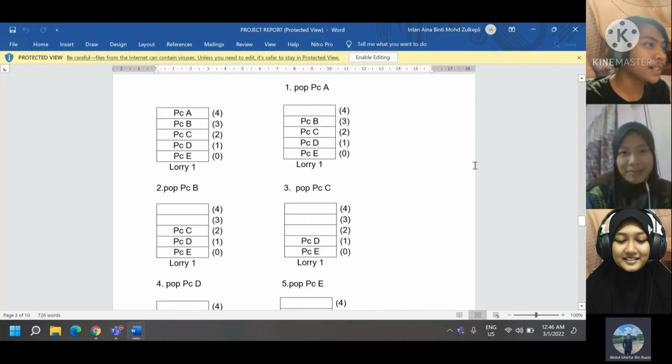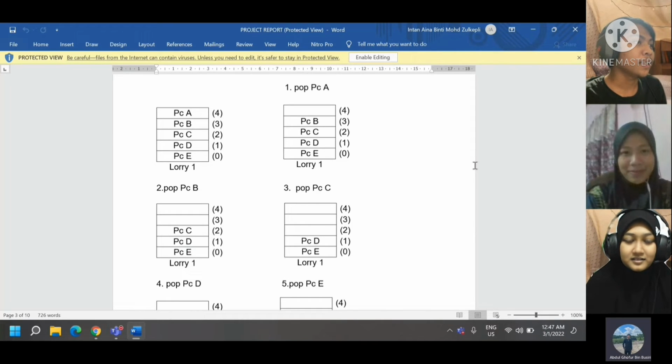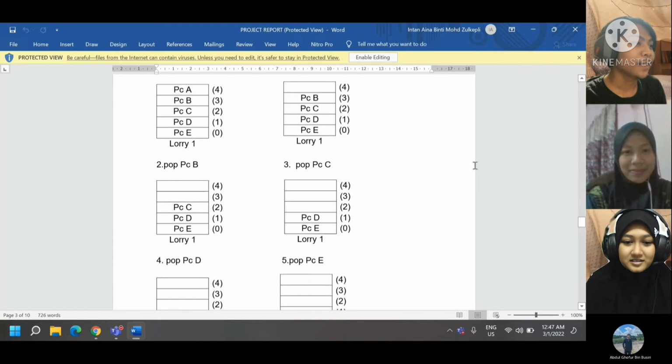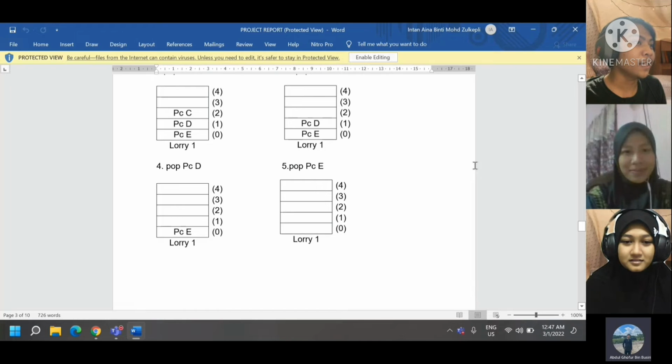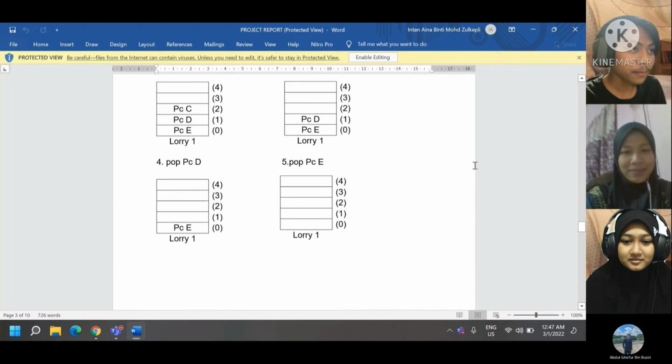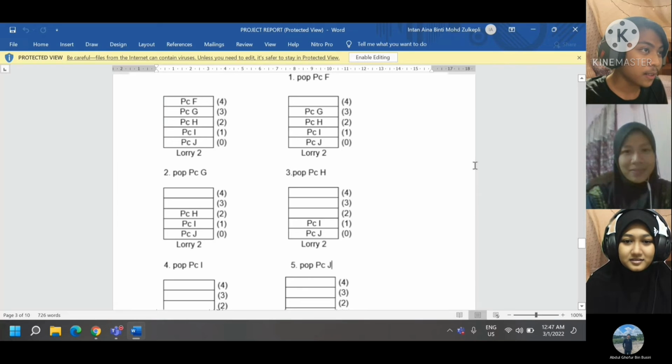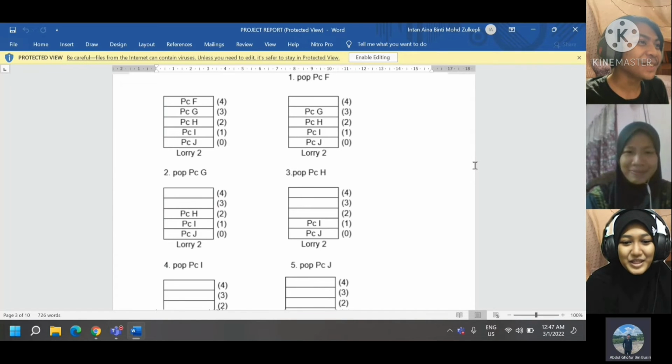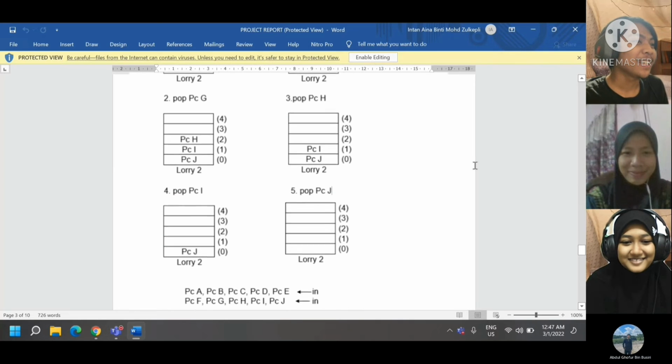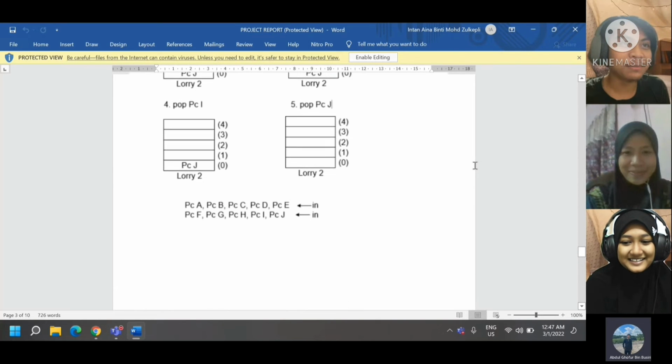Then we pop them. At lorry 1, we pop PCA. Second, we pop PCB. Third, we pop PCC. And fourth, we pop PCD. And lastly, we pop PCE. At lorry 2, we pop PCF. Second, we pop PCG. Third, we pop PCH. Fourth, we pop PCI. And last, we pop PCJ. Then it is as before.